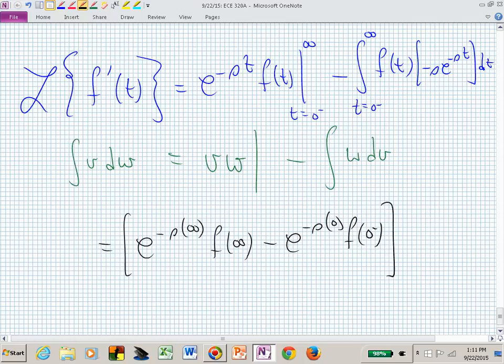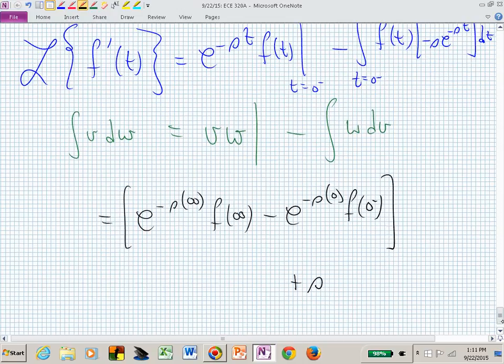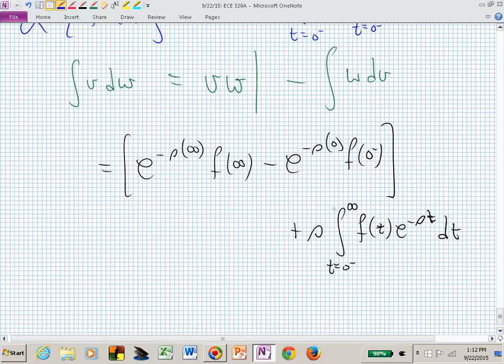And then in the right-hand integral, I have a minus, and that minus inside the integrand I'm going to pull out so that I now have a plus, and let me pull out the s. That's not a function of t. And I now have this integral from t equals 0 minus to infinity of f of t e to the minus st dt. And that should start making you feel very comfortable. This little piece right there.